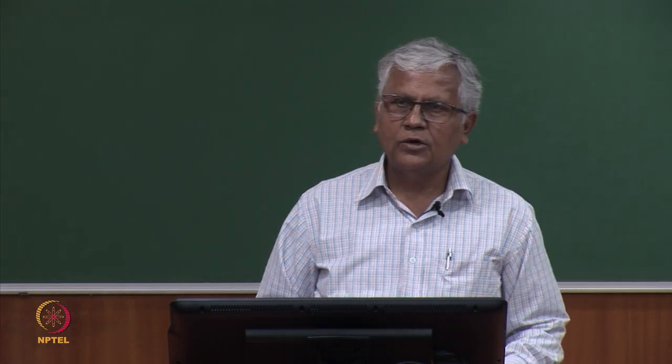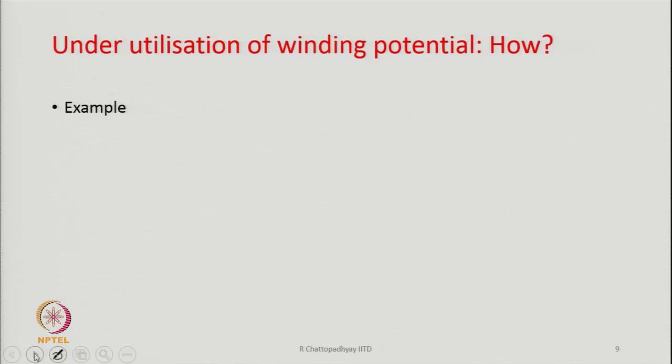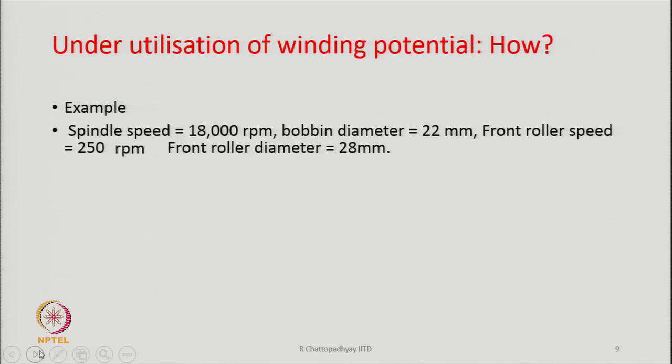So, these are the problems with the ring spinning technology, and there was always a thinking in the mind of the researchers about how to enhance the production speed. Ultimately it was found that there are some inherent flaws in the very principle of ring spinning. We will see that now, as it was written in the previous slide: underutilization of winding potential. So, how? Let me explain it now.